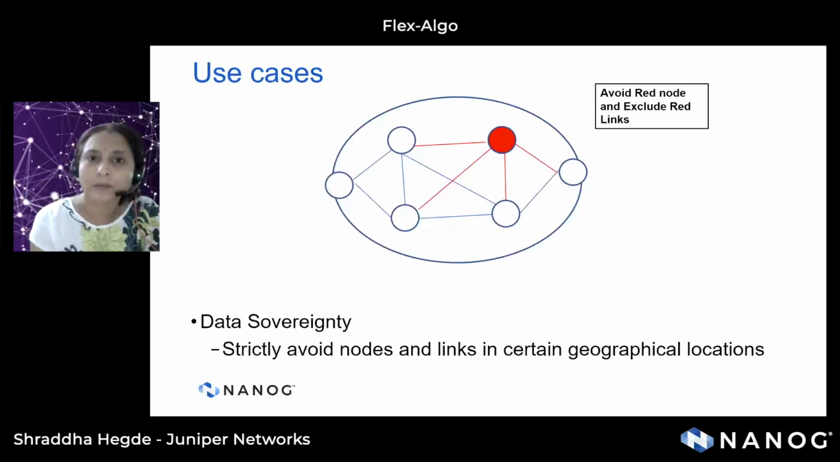So the way FlexAlgo solves this is define a FlexAlgo which excludes red links and avoids red node. And with this, the FlexAlgo topology that IGP uses for path computation for this FlexAlgo would not see the red nodes and red links, and hence would never traverse those nodes and links.